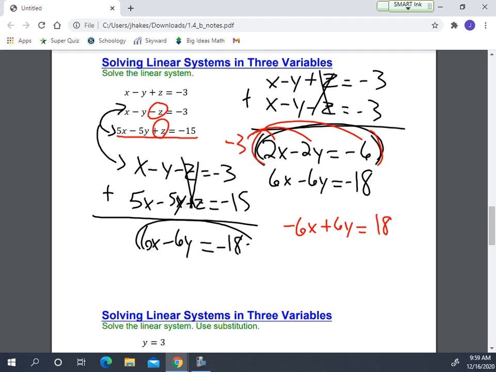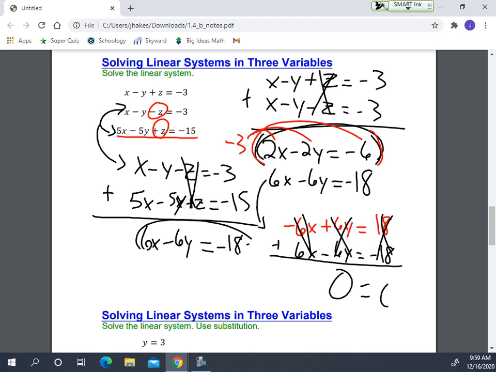Now let's write this one down below. We get 6x minus 6y is equal to negative 18. Add those together. What do we get? All these cancel, and these cancel. 0 equals 0. That's what we came up with. We got two numbers, 0 and 0, and they equal each other.